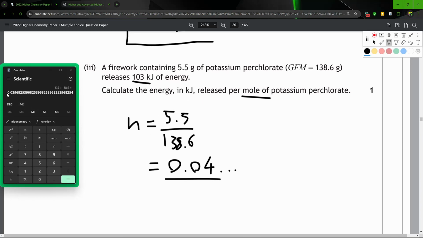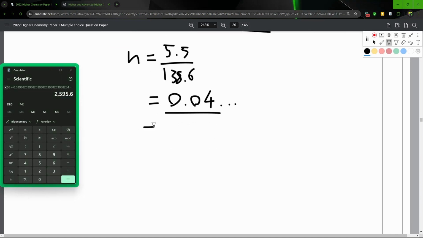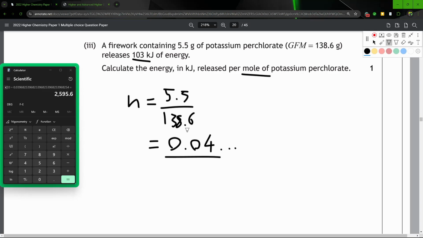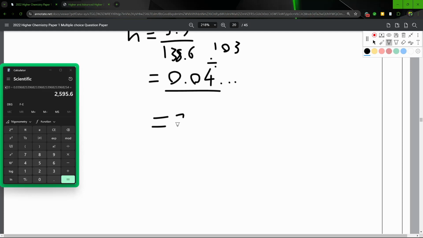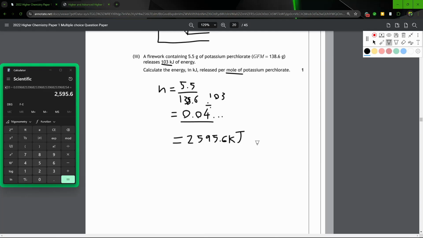So I'll go and copy this. You can just use the answer button on your calculator, but Windows Calculator actually is terrible, so I have to do this. So this will mean that 1 mole, we'll just put divide 103 over here just to see what's going on, and that will give you 2,595.6 kilojoules. And they really want the kJ to be written properly, the absolute pedants, but there you go.